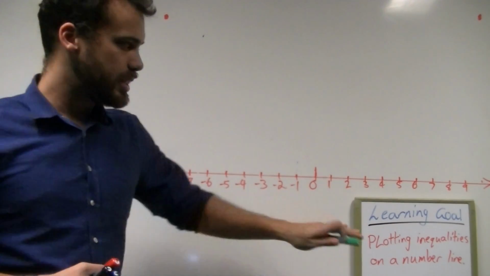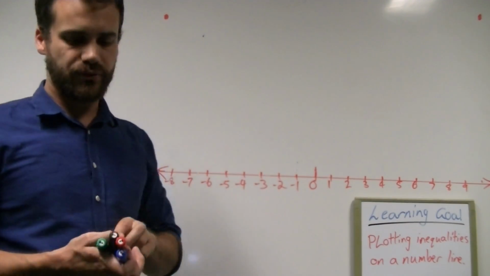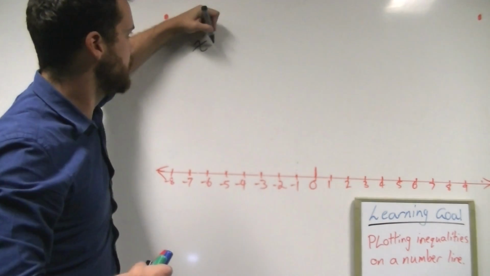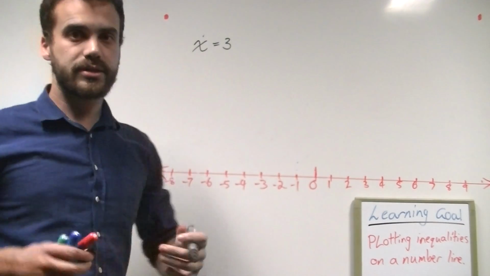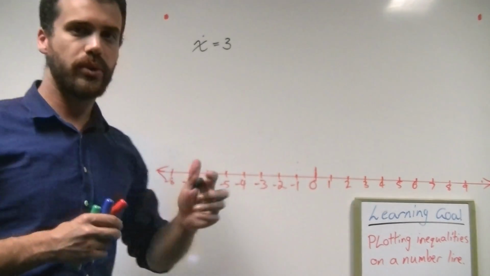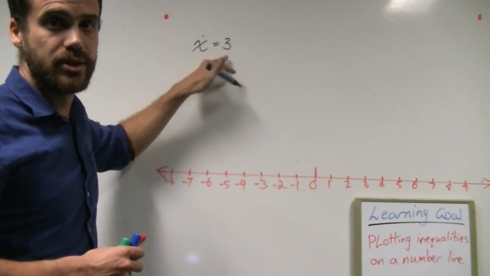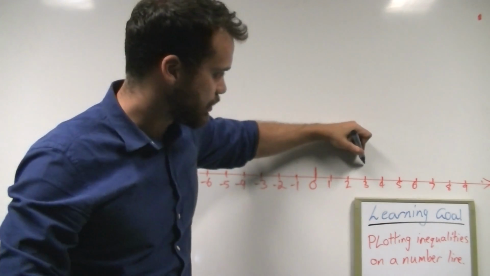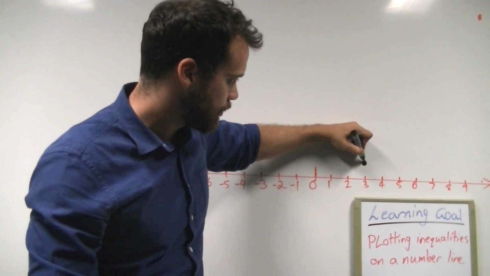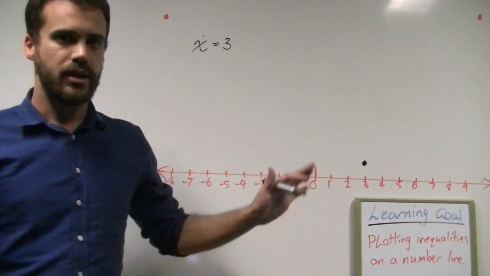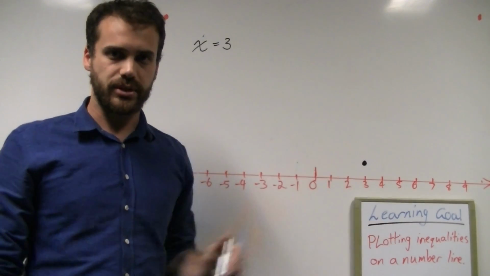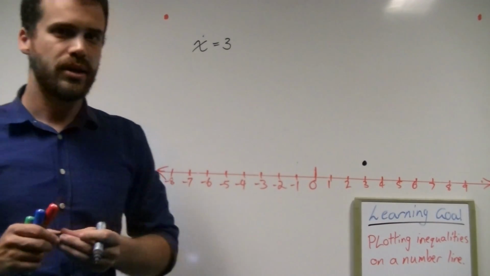Now, before we get into inequalities, we'll look first at an equality, which you're really familiar with. X is equal to 3. Now, if I wanted to represent x is equal to 3 on this number line, I'd just find the number 3 and put a dot there. Now, I've represented x is equal to 3 by putting a dot at x equals 3. That's an equality.